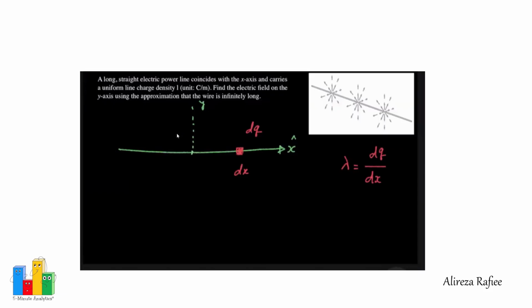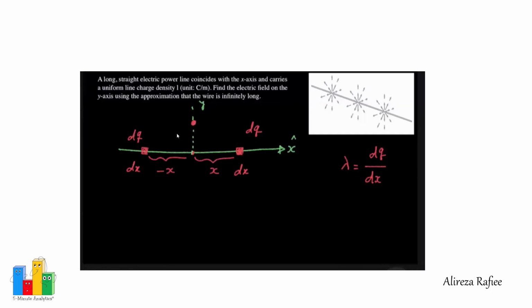Now, because this problem is symmetrical with respect to the center, I can always pick another point on the other side of that reference point with the same amount of charge, on the same length, but exactly opposite to this first dq. So if dq is at x from the origin, this part is at minus x from the origin. And then let's say the question asks you to find the electric field at this point on the y-axis.